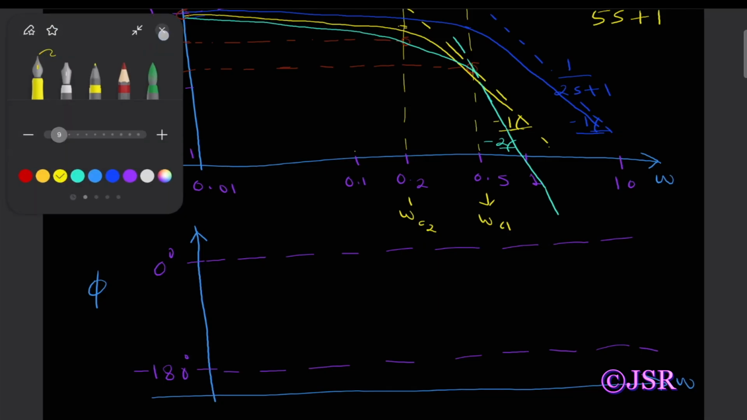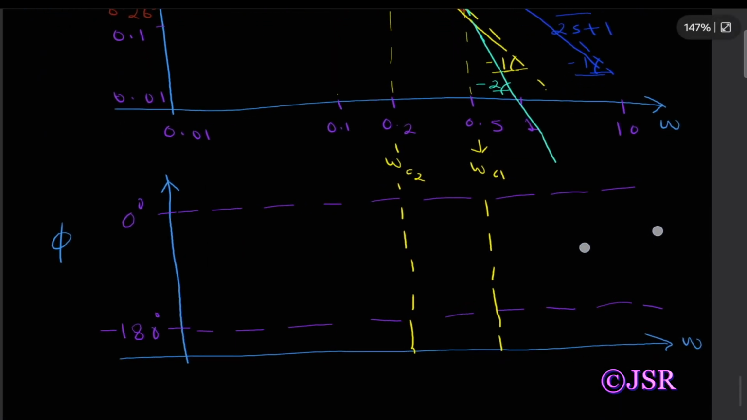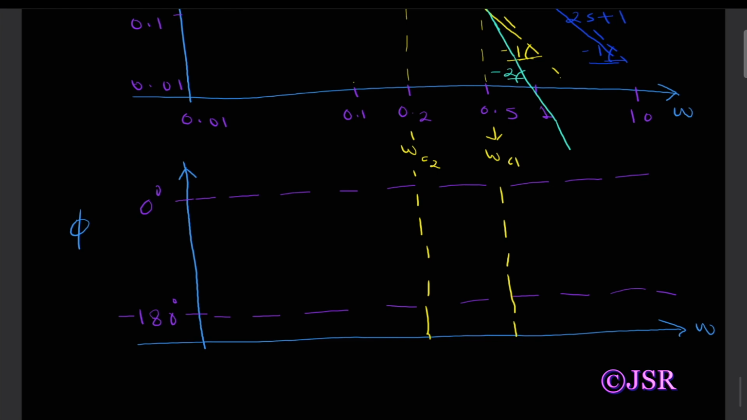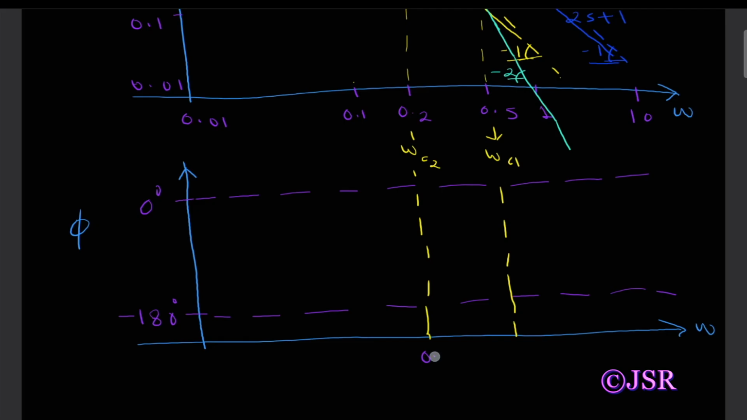So if we continue to extend this omega c2 below in the phase plot, so this will be 0.2, 0.5, and this is 10, and this is, let's say, 1, and this is 0.1, this is 0.01.